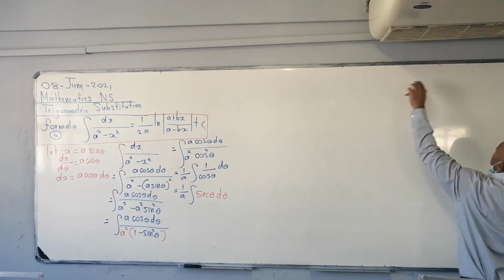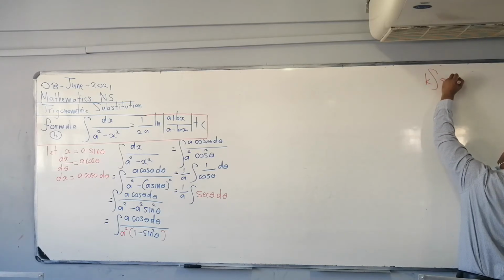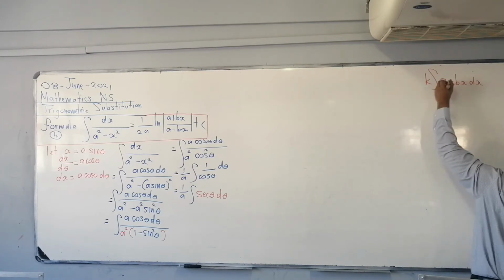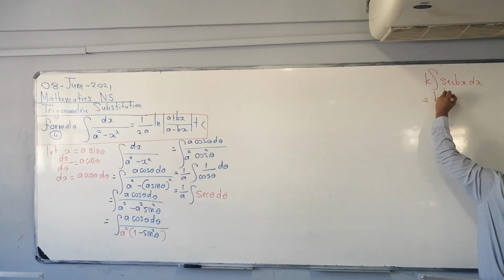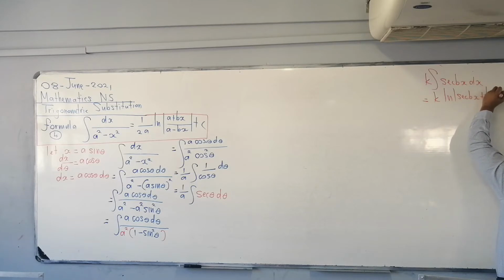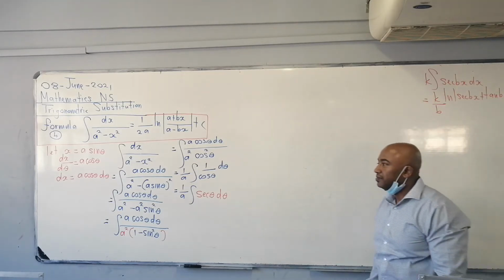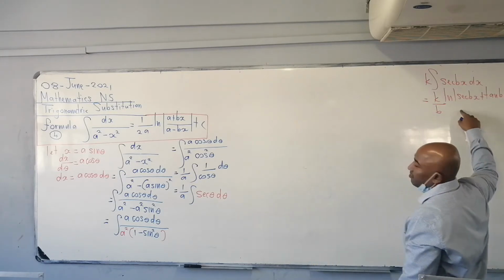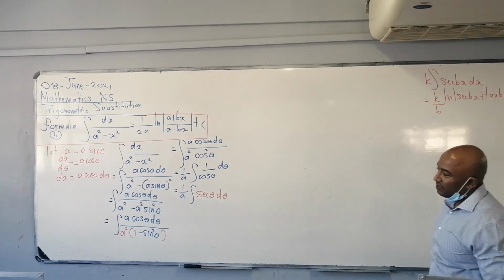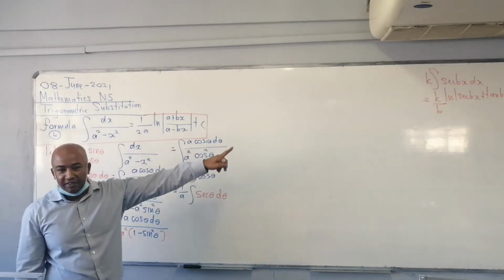So to integrate k sec bx, the answer will be ln of sec bx plus tan bx, all divided by b, plus c. That is how you integrate sec. You can check your formula sheets. It comes from the exact derivatives f prime x over f of x, but we won't go into the explanation of that now. You just take it for granted that it's given to you.